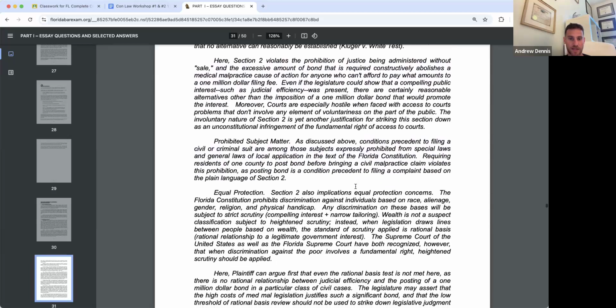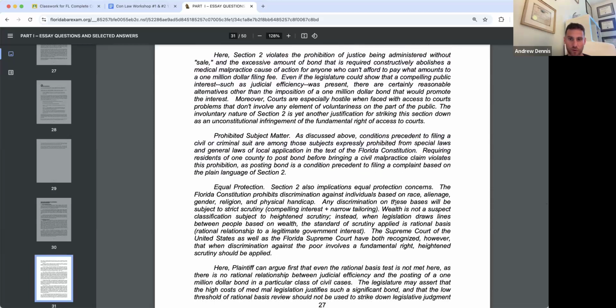I like this one. And then equal protection comes up a lot. Florida Constitution prohibits discrimination against individuals based on race, alienage, gender, religion, and physical handicap. Any discrimination on these bases will be subject to strict scrutiny. I mean, gender is going to be intermediate, but fair enough. And wealth is not a suspect class. Instead, it's going to be rational basis. The Supreme Court of the United States, as well as Florida, have recognized that when discrimination against the poor involves a fundamental right, heightened scrutiny should be applied. Okay, fair enough.